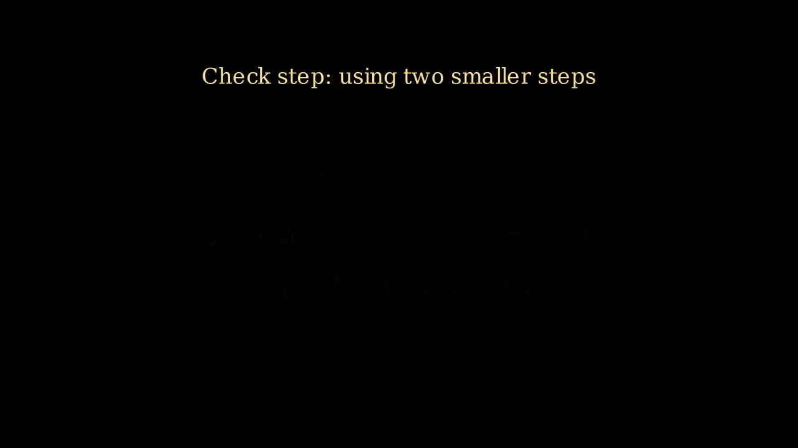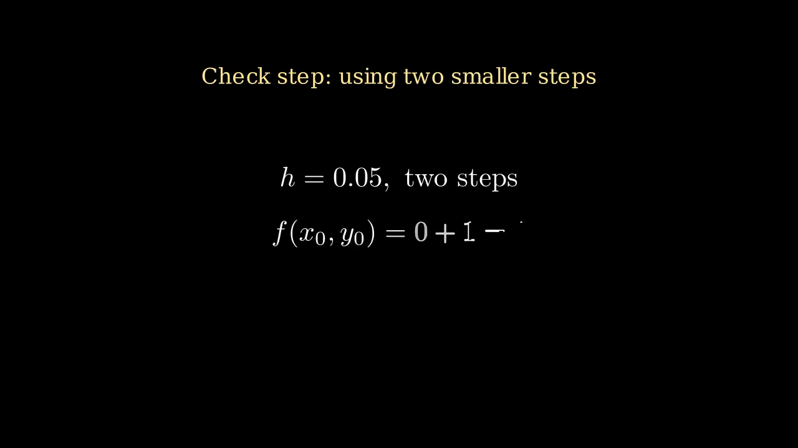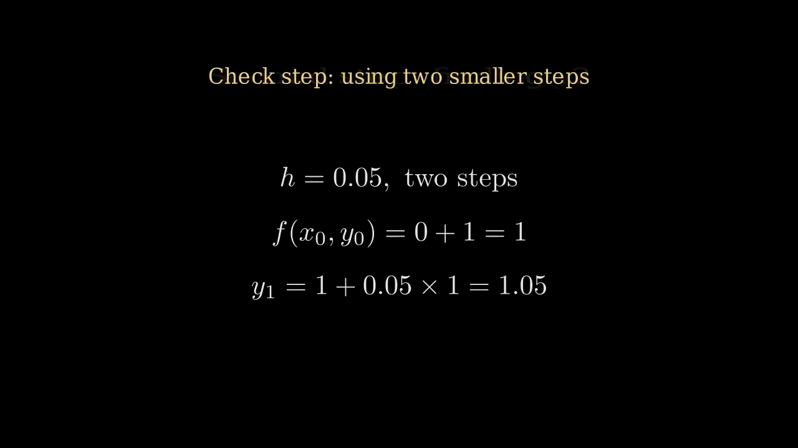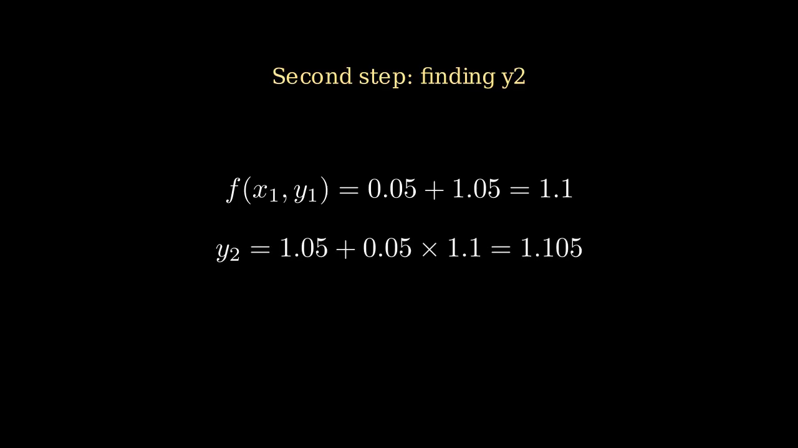Now for the check step. We repeat the process using two smaller steps of h equals 0.05 instead of one larger step. For the first small step, the slope at x naught, y naught is 0 plus 1, equaling 1, so y1 equals 1 plus 0.05 times 1, which is 1.05. For the second small step, the slope at x1, y1 is 0.05 plus 1.05, equaling 1.1. So y2 equals 1.05 plus 0.05 times 1.1, which equals 1.105.